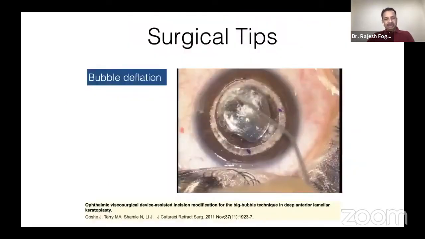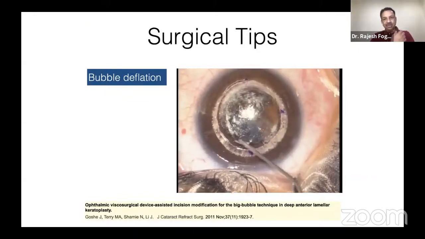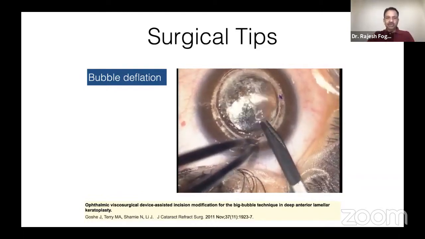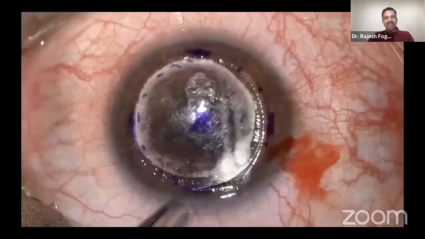To deflate the bubble, this is a technique described by Mark Terry and Gaucher. You can put some cohesive viscoelastic on the corneal surface, and you can pass your knife through the viscoelastic to deflate the bubble. As the air comes out through the viscoelastic, the egress of air is slower, so the risk of perforating the posterior layer is much less.